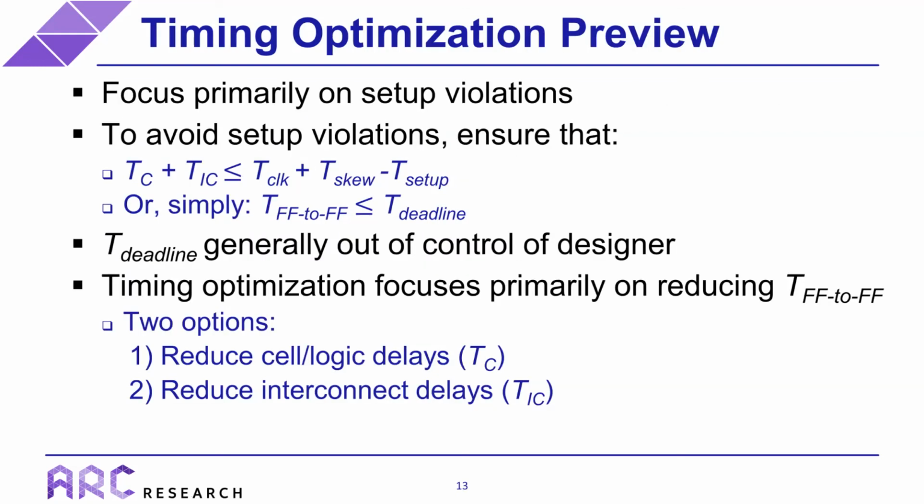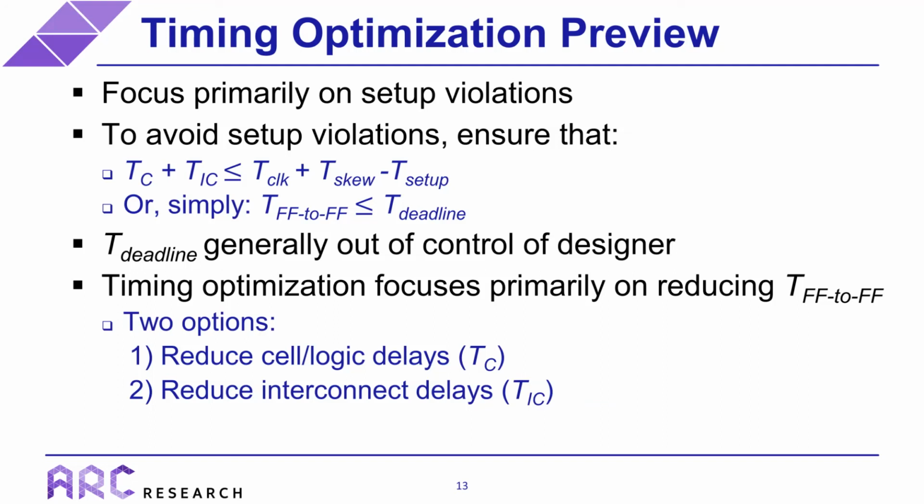All right, so here is a preview of how we will be doing timing optimization. So first, we will be focusing primarily on setup violations since those are more common. Now remember that in order to avoid setup violations, we need to ensure that the sum of the cell and interconnect delays is less than or equal to the clock period plus the clock skew minus the setup time for all paths between flip-flops in the entire design.